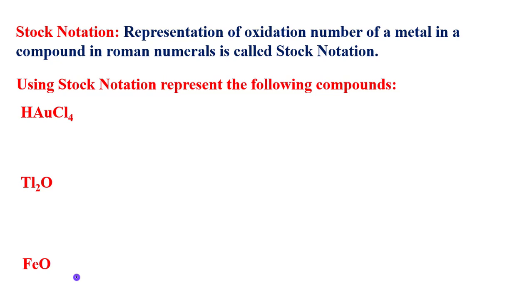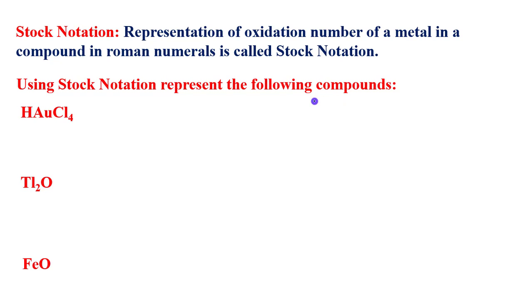So for that reason, if looking at the formula you can tell the charge possessed by that particular metal, it becomes easy. That is what we do by expressing the oxidation state in Roman numerals, and that representation we call stock notation, right? Let's see some examples. Using stock notation, represent the following compounds.